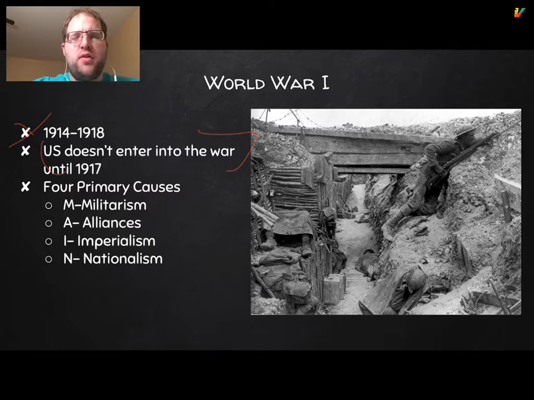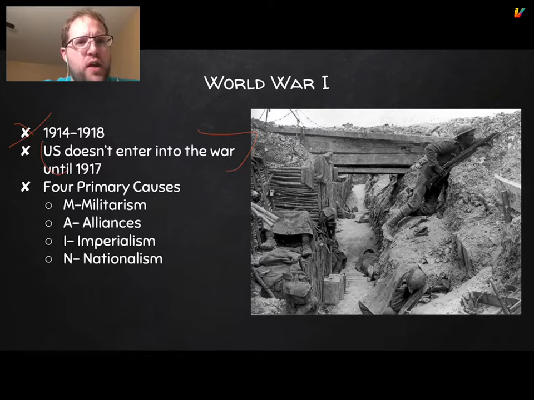Imperialism is the I. This was the time where people saw these big empires all over the world: the British and the French and the Germans, Austria-Hungary and the Ottoman Empire, and they were all in competition for land and resources. And so this is another big contributing factor to World War One.